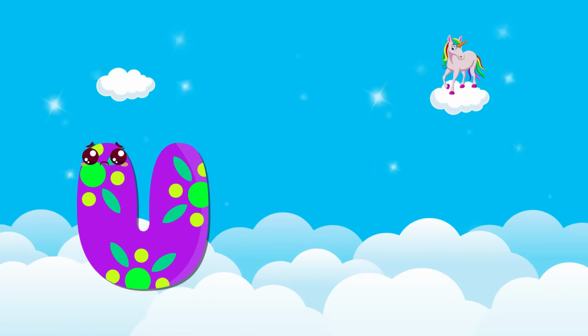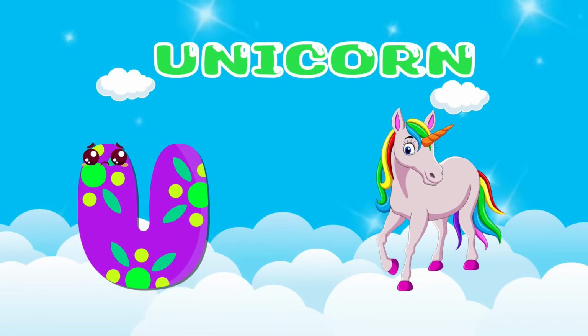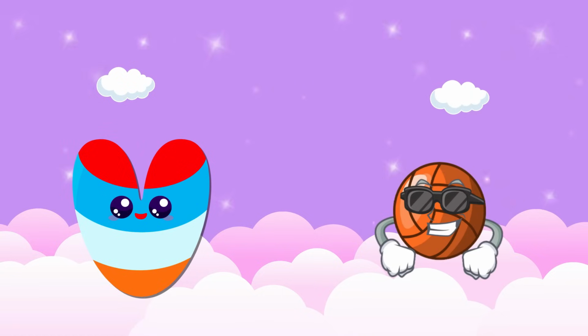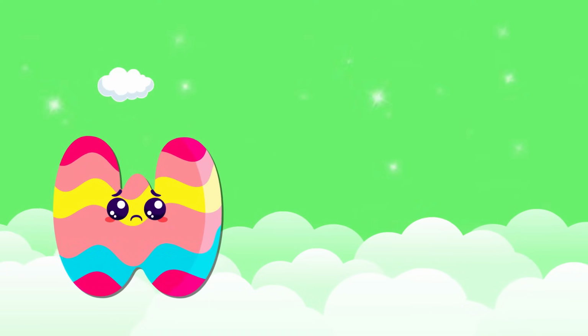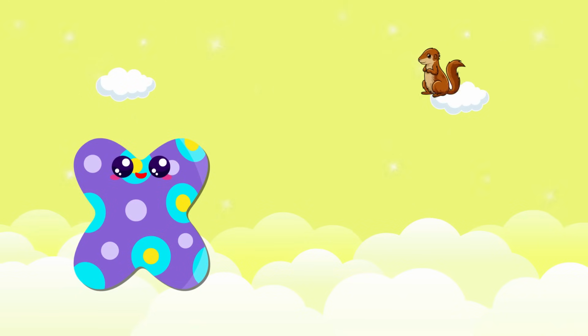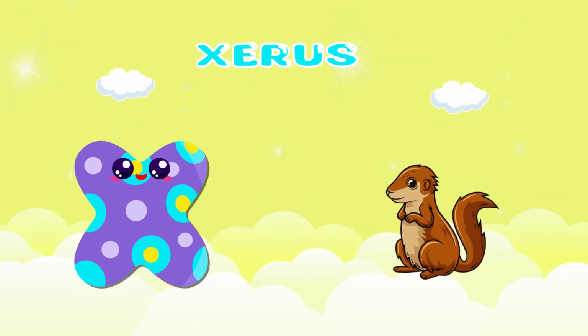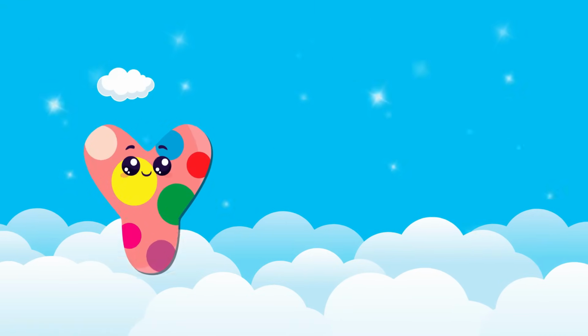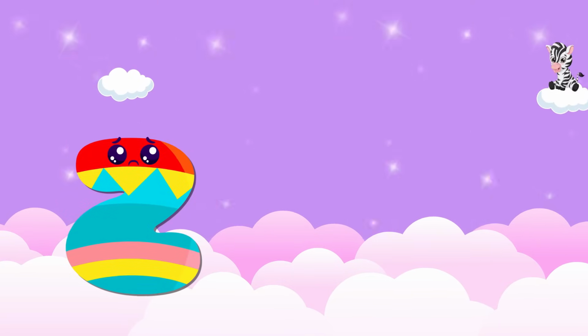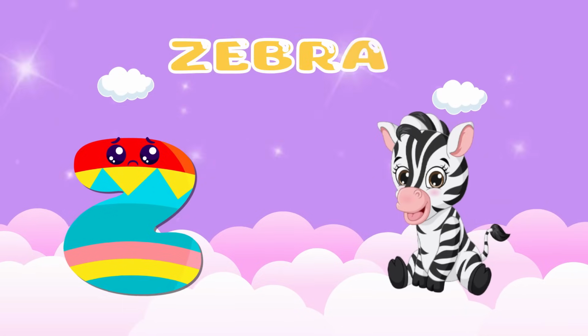U, unicorn. V, volleyball. W, wing. X, zebras. Y, yamberry. Z, zebra.